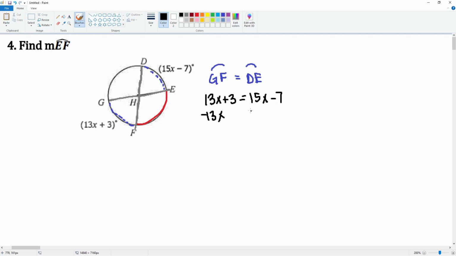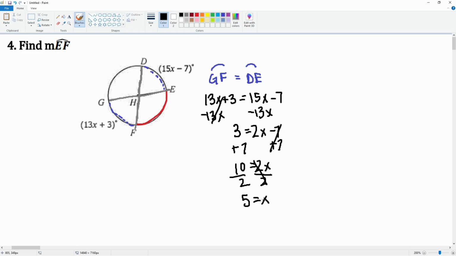Subtract 13x from both sides. This cancels, bring down the 3. 2x minus 7. Plus 7 to both sides. This cancels, leaving you 10 is equal to 2x. Divide by 2, divide by 2. This cancels, leaving you 5 is equal to x.